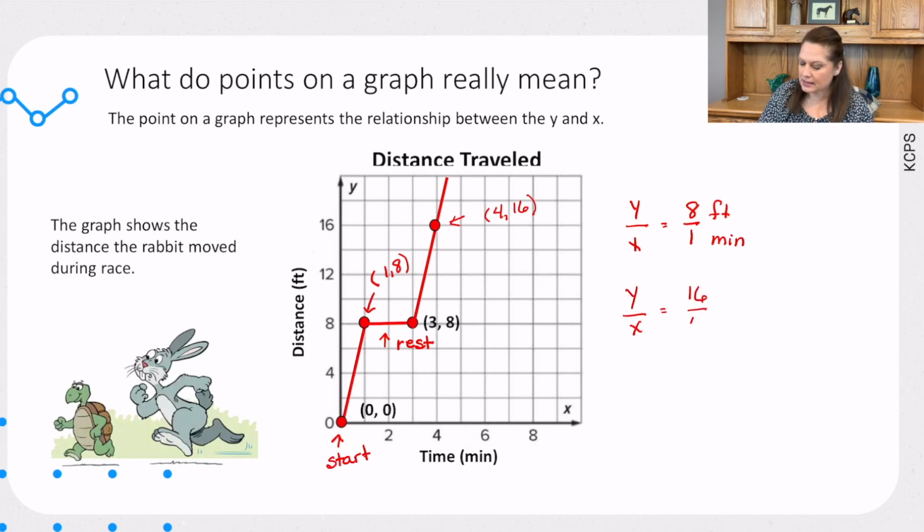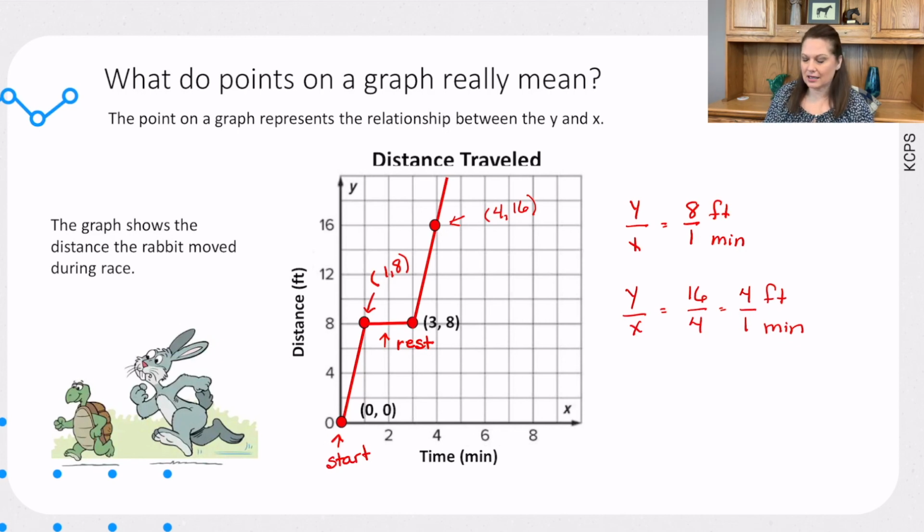So let's check and make sure if he's going still at the same speed. So 16 over 4, that can be simplified. Common factor 4, so that's going to be 4 over 1. So he's now at that point traveling 4 feet per minute. So he's actually slowed down from his original speed that he started with.